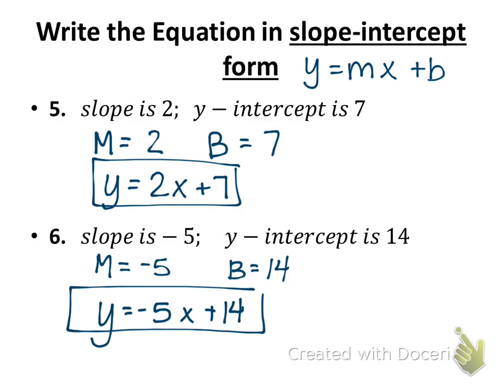Here's the one mistake that I see on this section of the test every year: people put the y-intercept in for the y at the beginning of the equation, because they see the letter y. And that's not where the y-intercept goes. The y-intercept is b. Okay? Does anybody have any questions over these problems?